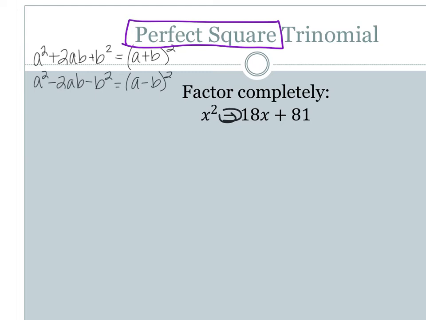If I type in the square root of 18, it is not a perfect square. But if I type in the square root of 81, that is a perfect square. Okay, so I know that when I break this down, my number is going to be 9 on the inside.